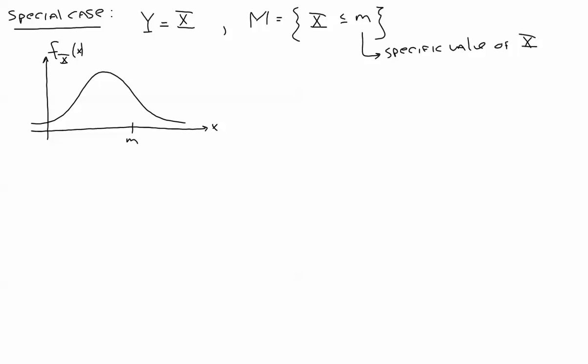This would be my non-conditional PDF. And I've just arbitrarily drawn it as a Gaussian here just because it's easy to do so. What I would like to find, for this special case, is the conditional cumulative distribution function and the conditional probability density function. Let's find the conditional CDF first.